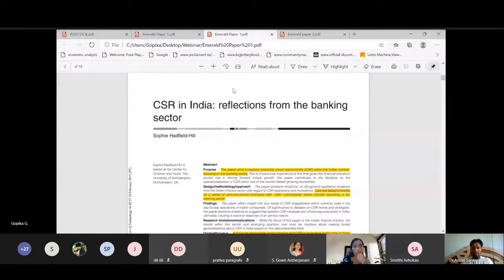Okay, ma'am. So this is the paper which has been written by Sophie Hadi Hill. It's CSR in India, reflection from the banking sector. Can you move down, ma'am, please? See, my dear participants, this is the abstract. In the abstract itself, it is asking for purpose, design, methodology and approaches, then the findings, research limitations and implications, originality or value, and keywords and paper type. So here we get that it is a research paper.